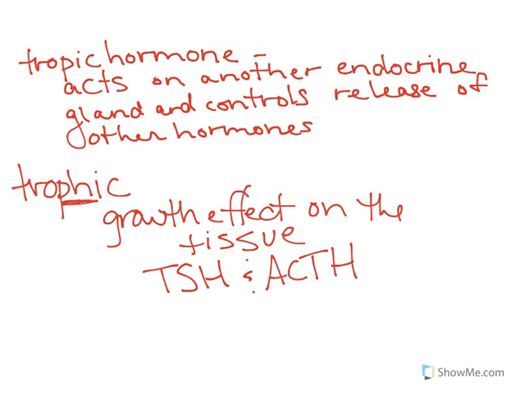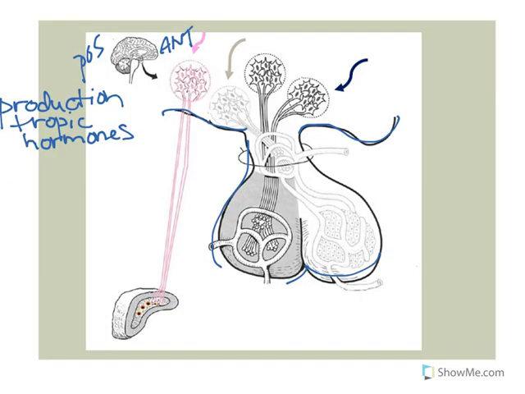So let's go back and look at the hypothalamus and some of the tropic hormones that it produces. I'm going to put the production of tropic hormones here as number 1. The cell bodies of these neurons produce them. And if you look very carefully, you see something coming down here, and right up in this area is your anterior pituitary gland.